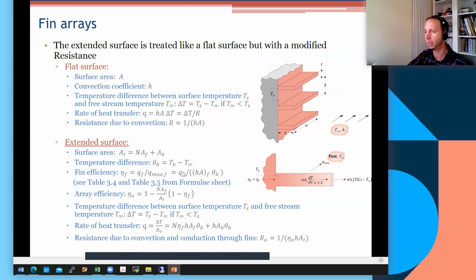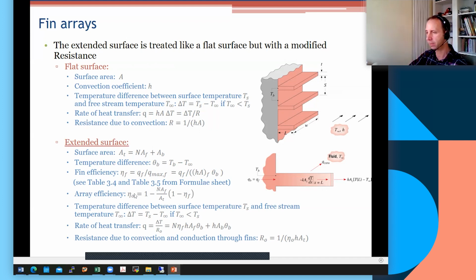And in that case, you can calculate from eta F the actual heat transferred by one single fin. But obviously, we don't just have one fin. We have a number of them in most practical engineering applications, so we need to account for the combined effect of all these fins. And we can prove, and it's reasonably easy, that the efficiency of the whole array is defined by that. You need to know the efficiency of a single fin, how many fins, the total area, which is this one, and you get your efficiency of the array.